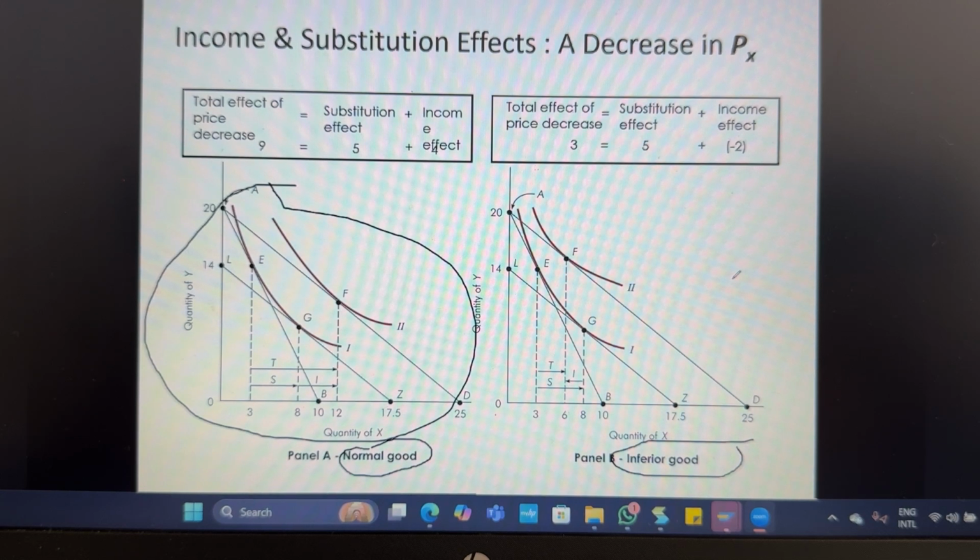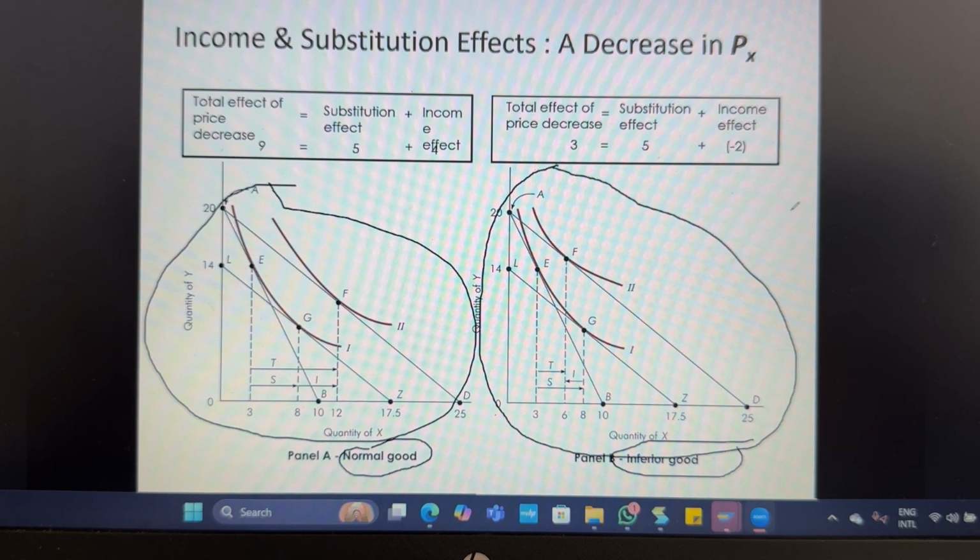Right. Let's separate the income and substitution effect for an inferior good. The set of curves is the same as before. What is the initial indifferent curve? Now I am talking about this one. I am asking you, what is the initial budget line? A and B. The initial equilibrium point? E, which is on indifferent curve 1.